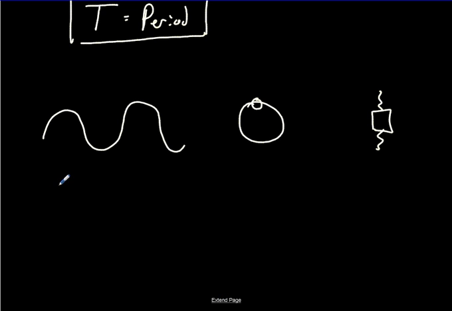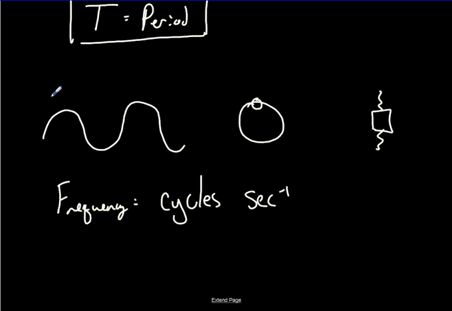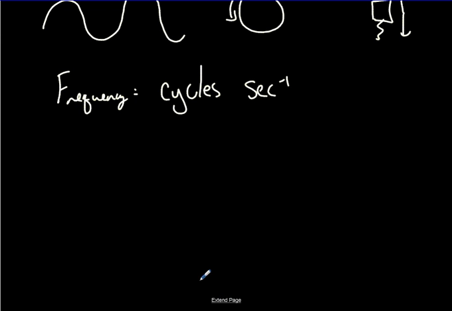Frequency equals cycles every second. So how many times does a wavelength go by? Or how many times does this spin around? Or how many times does this go up and down and back up again every second? So how many cycles per second do we have? So let's imagine this.